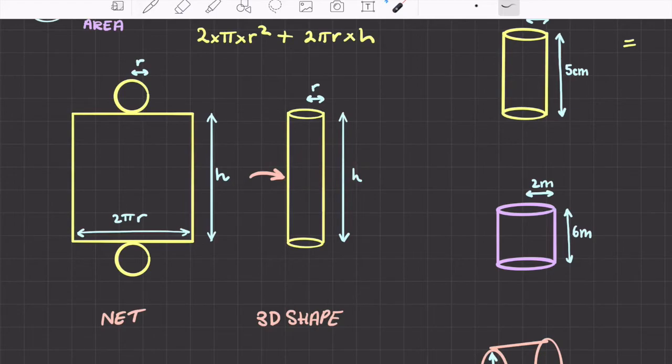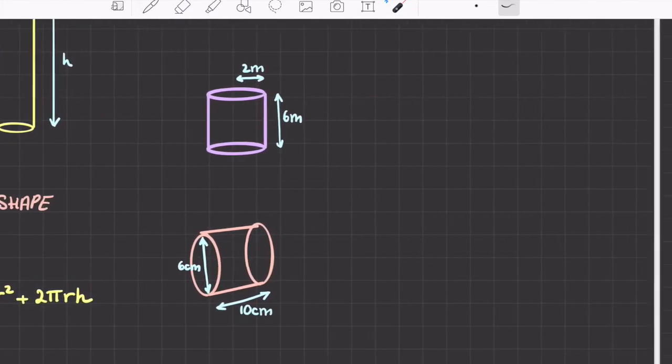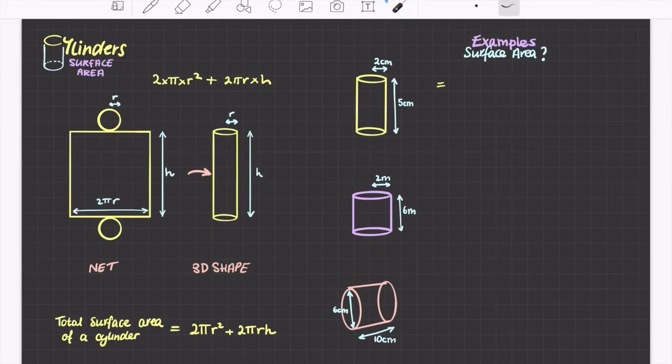Okay. So should we have a go at some questions? Let's have a go at these examples. In fact, why don't you try and work out what the surface area is for each of these. Pause the video, have a go, and then I'll go through them.